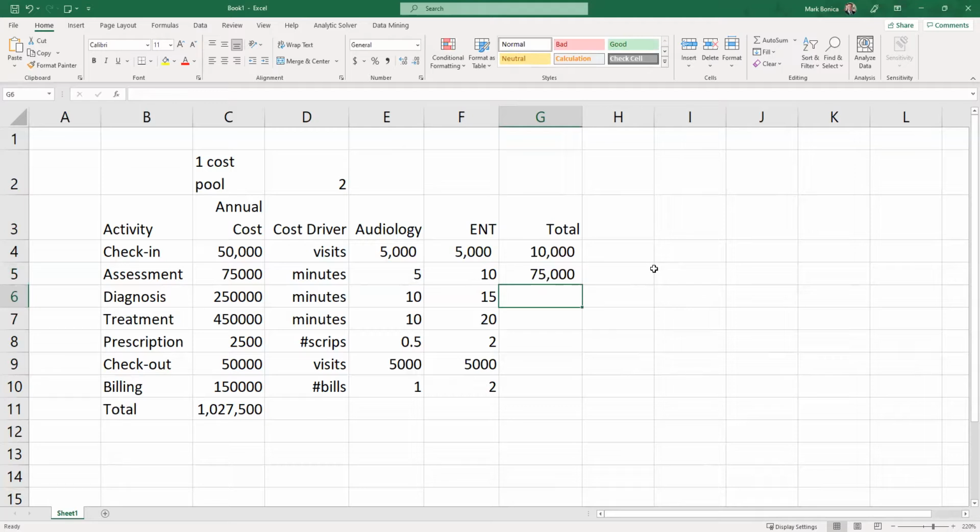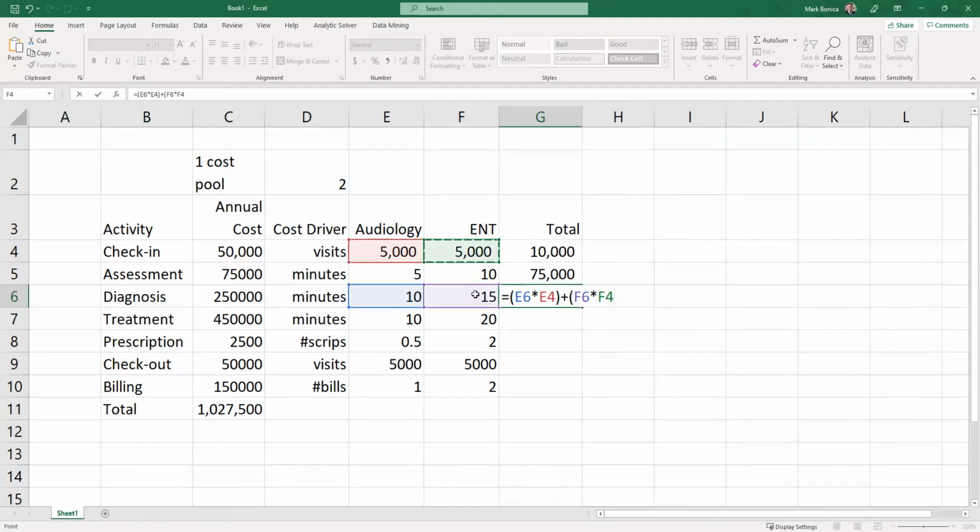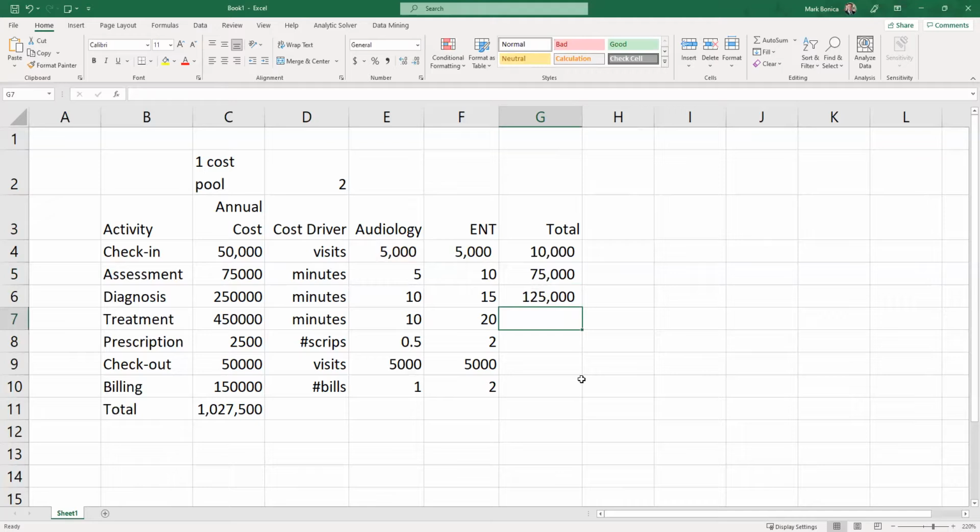Okay, so next is also in minutes. So it's the same procedure. I'm going to take 10 minutes per visit for diagnostics times 5,000 visits. So I'm taking 10 minutes times 5,000. It's going to give me 50,000 plus 15 minutes per visit times 5,000. So 15 times 5 is 75 plus 50. So 50 plus 75 is 125. Voila, right?